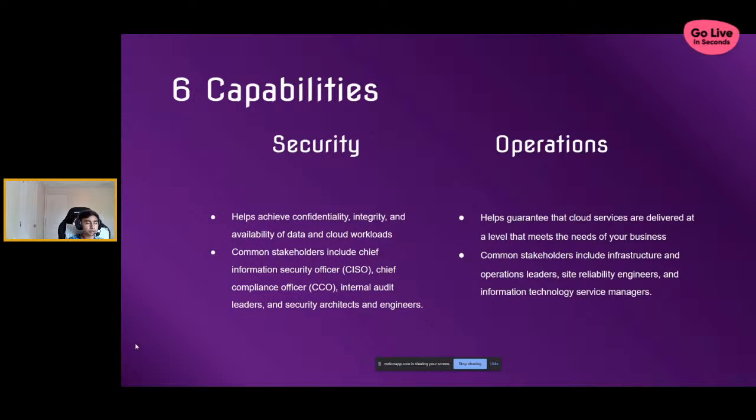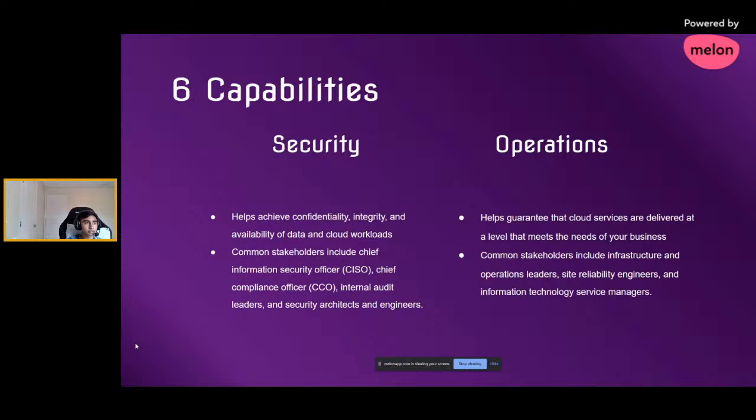Security and operations. So here, AWS CAF helps to achieve confidentiality, of course, integrity, and availability of data and cloud workloads. Common stakeholders for this include the Chief Information Security Officer, the Chief Compliance Officer, internal audit leaders, and security architects and engineers.